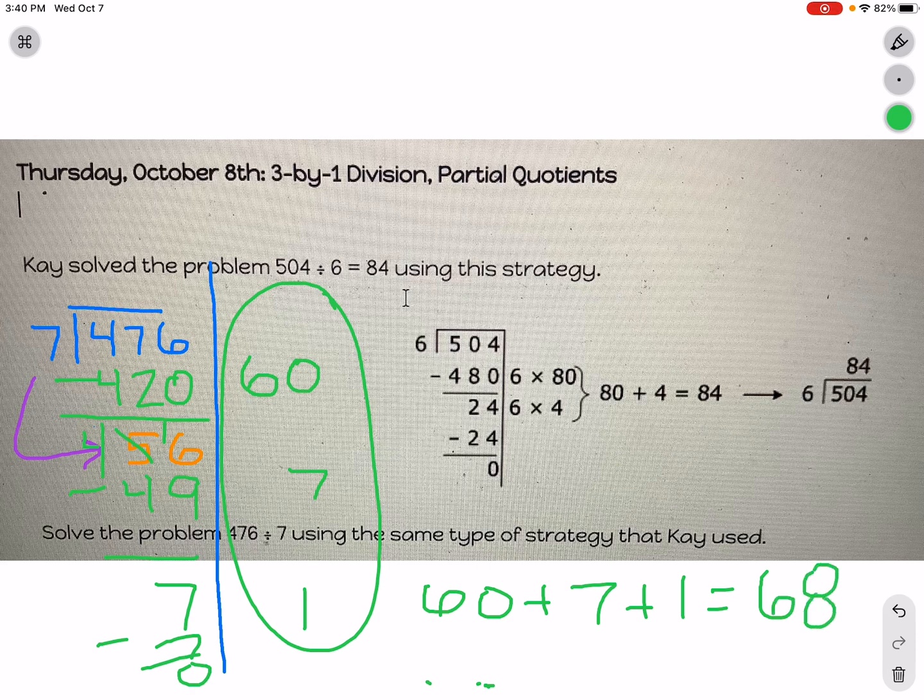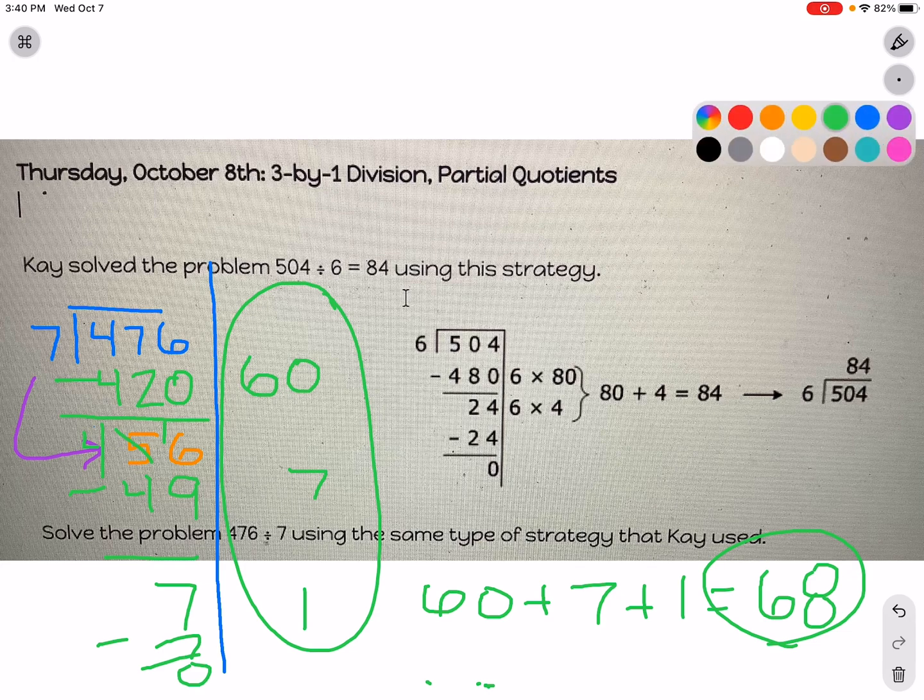How can I check to make sure that I've done this correct? I want you to pause the video, turn to your elbow partner, and talk to them about how you can check to see if you're correct. If you said that multiplication is the reverse of division, and you can turn back around and multiply the answer times the divisor, and you should get the dividend, you are correct.